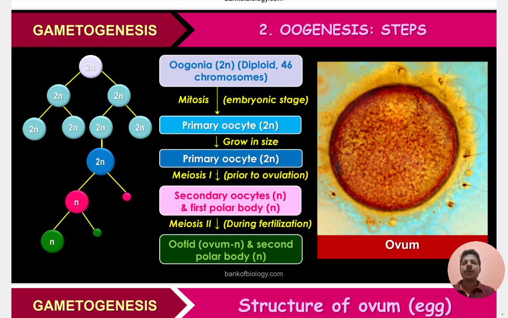Then the primary oocyte goes to meiosis 1. Meiosis 1 occurs prior to ovulation, and then you can see the secondary oocyte is formed, and the first polar body is also formed. The secondary oocyte, and the first polar body, and meiosis 2 occurs during fertilization. The ovum is formed and the second polar body is formed.